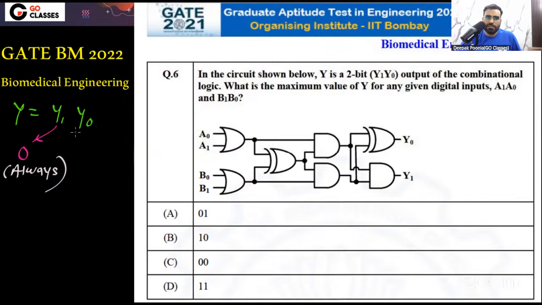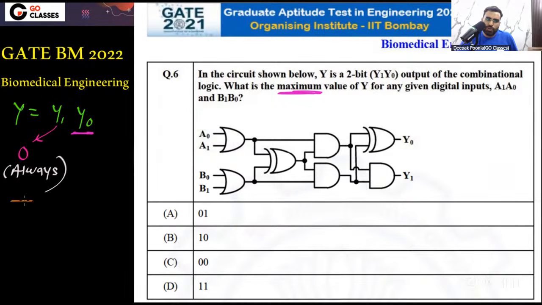Correct? Now you notice the question is asking for the maximum value of y. So can you make y0 1? Because now the answer will be either 0 0 or 0 1. The question is asking for the maximum value of y, and among these two, 0 0 and 0 1, 0 1 is the maximum. So let's check, is it possible? Can I make y0 equal to 1? If I can make y0 equal to 1, then the answer will be option A. And if I cannot make y0 1 either, then the answer will be option C.